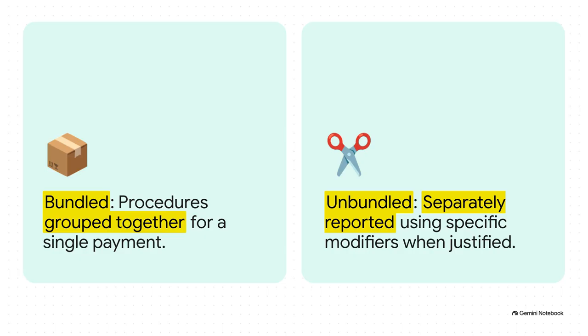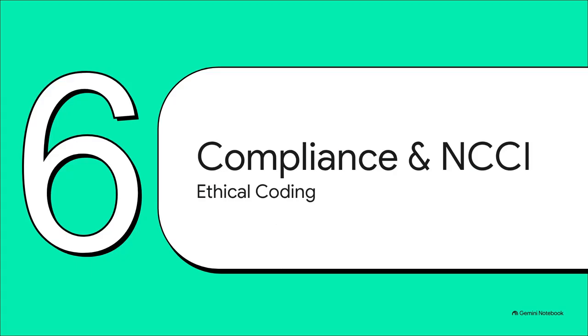Misunderstandings here are a huge source of undercoding or overcoding errors. However, there are times when overriding published edits is legally and ethically justified. That's when you unbundle procedures using specific billing modifiers. These modifiers basically tell the payer, hey, this procedure deviated from its normal description, or this was actually performed separately and is necessary, and that allows it to be paid out individually. Which leads us to our final and perhaps most critical section, Section 6, Compliance and NCCI Edits.